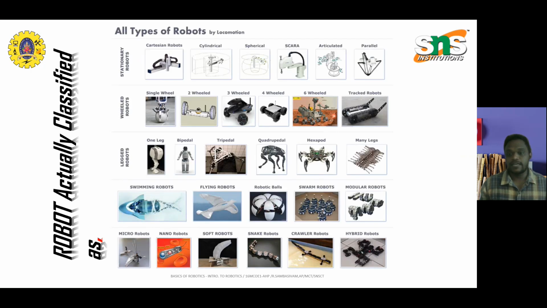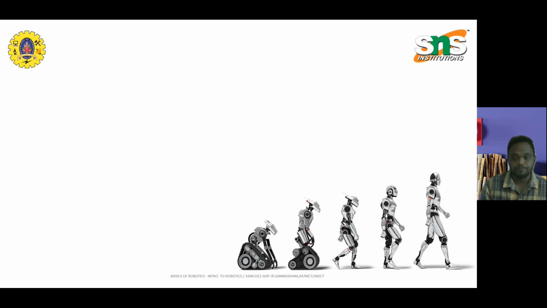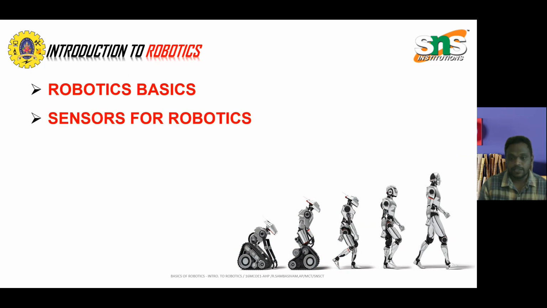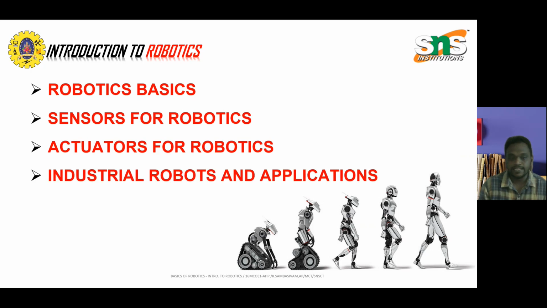Robots have different types, varieties, and concepts, and they are used based on their applications. These are some of the robots I have mentioned, classified based on their locomotion: legged robots, wheeled robots, stationary robots, or application-oriented robots. Normally the introduction to robots covers the following: robotic basics, sensors and actuators, industrial applications, and humanoid robots. These are the different topics we are going to discuss in the open adaptive course.